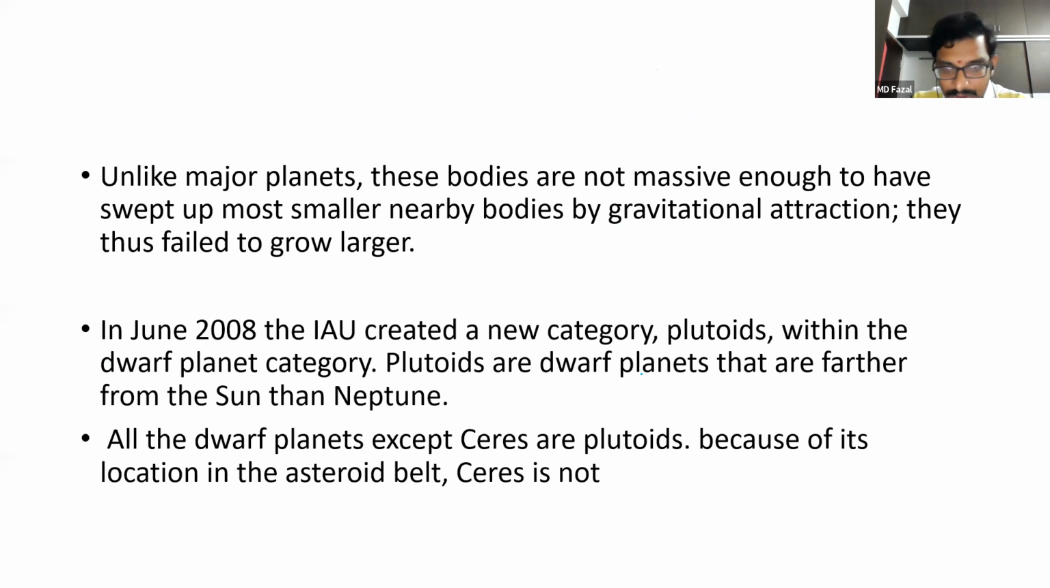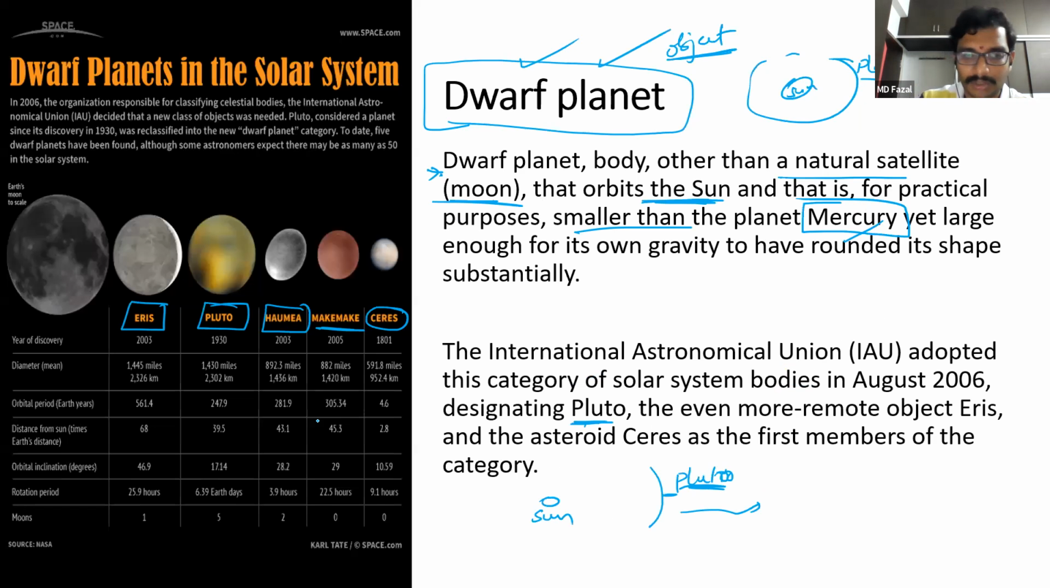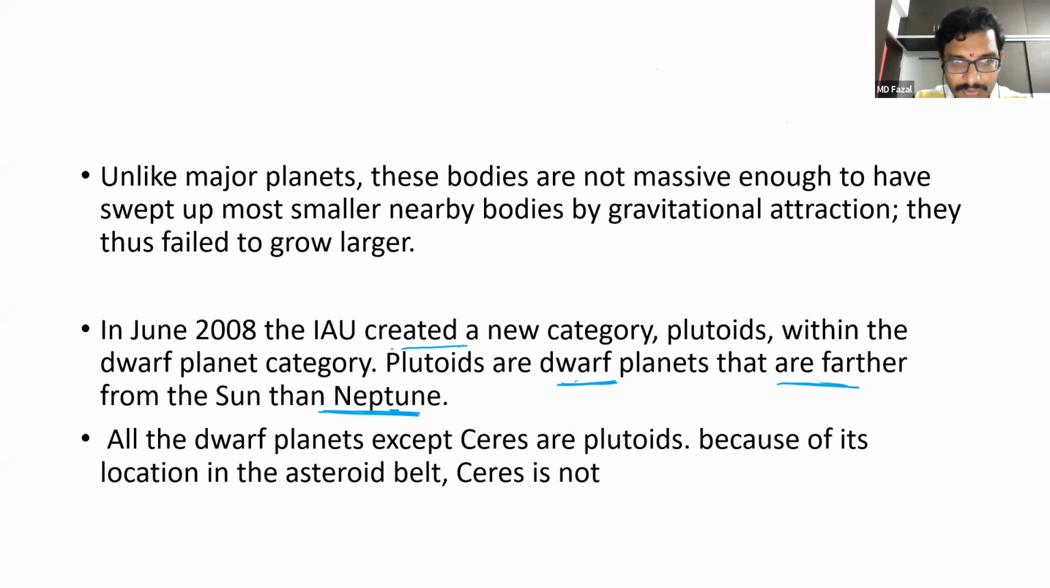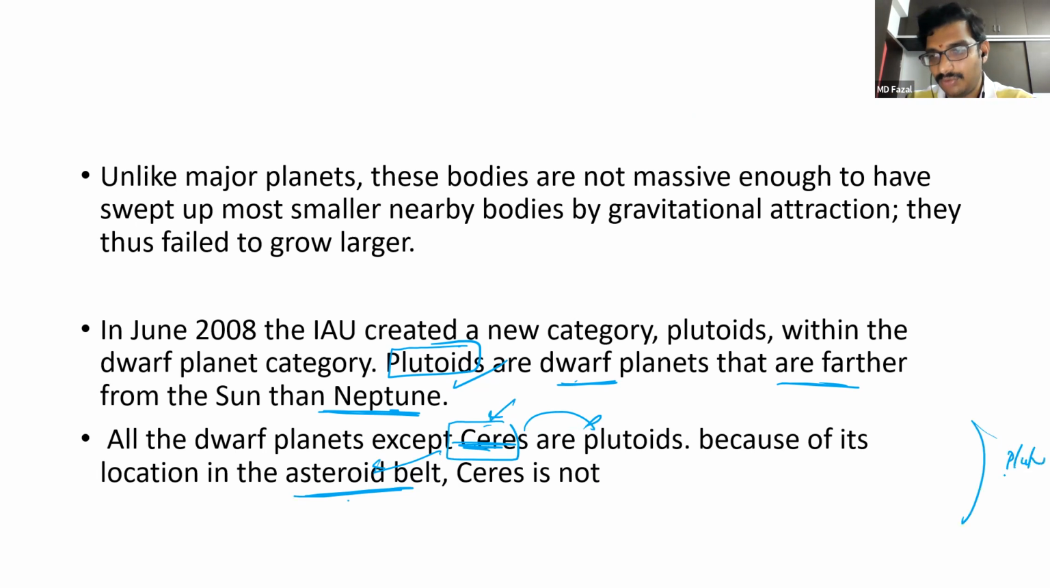Like this here, dwarf planets which are farther from the Sun than Neptune, not Pluto, sorry, farther from Neptune. After Neptune, if you have these dwarf planets, they are called Plutoids. Fine. So Ceres is not a Plutoid because Ceres stays in the asteroid belt. Where is the asteroid belt? Between Mars and Jupiter. In that asteroid belt, we have a dwarf planet called Ceres. All dwarf planets that are away from Neptune, near Pluto, are the reason they are called Plutoids.